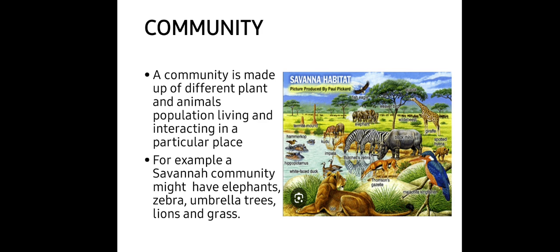We have a community. A community is made up of different plant and animal populations living and interacting in a particular place. As you can see, this is an example of a savanna community. For example, a savanna community might have elephants, zebras, umbrella trees, and lions. You can see in the picture, these trees are umbrella shaped. There are zebras, rhinos, giraffes.